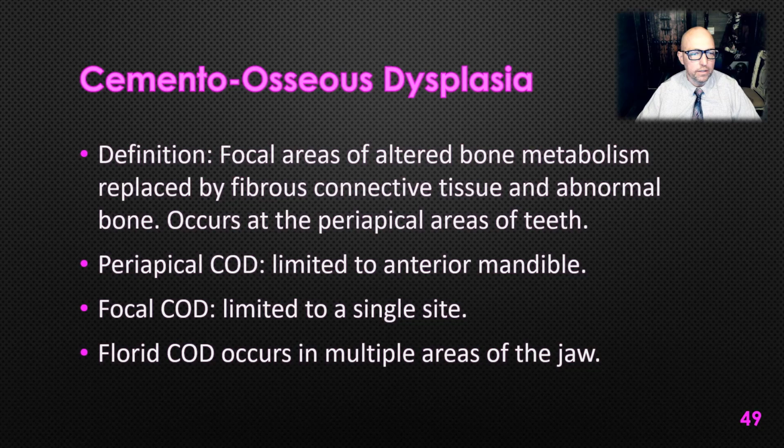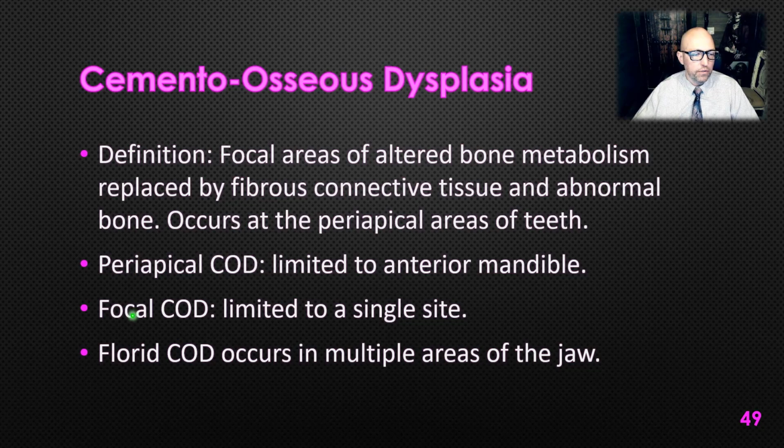So cemento-osseous dysplasia, focal areas of altered bone metabolism. So instead of normal bone metabolism, where you retain the normal trabeculae and marrow spaces, this is a disease where you're getting fibrous tissue, just fibrous connective tissue that over time it starts to calcify. When these lesions are early, it just resorbs the bone and it's being replaced by this connective tissue, and it looks radiolucent. So it can look exactly like a periapical inflammatory lesion.